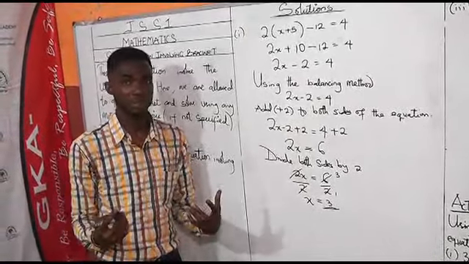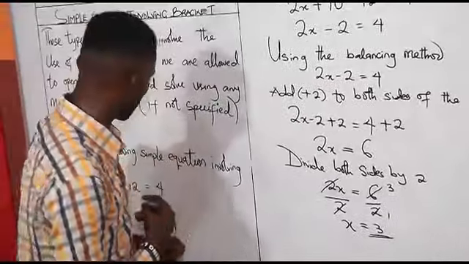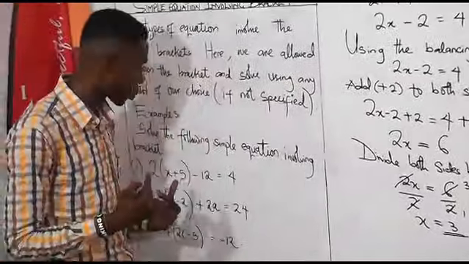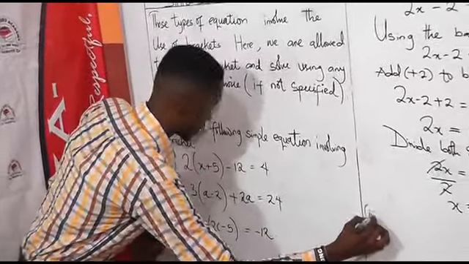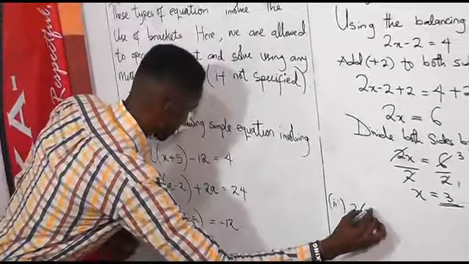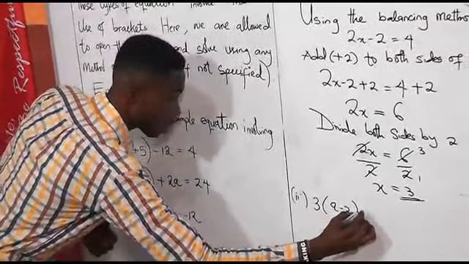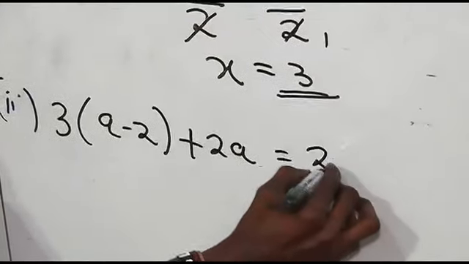I hope you're all following. So the next thing we do now is to solve the second question. Now the second question says we have 3 in bracket a minus 2 plus 2a is equal to 24.